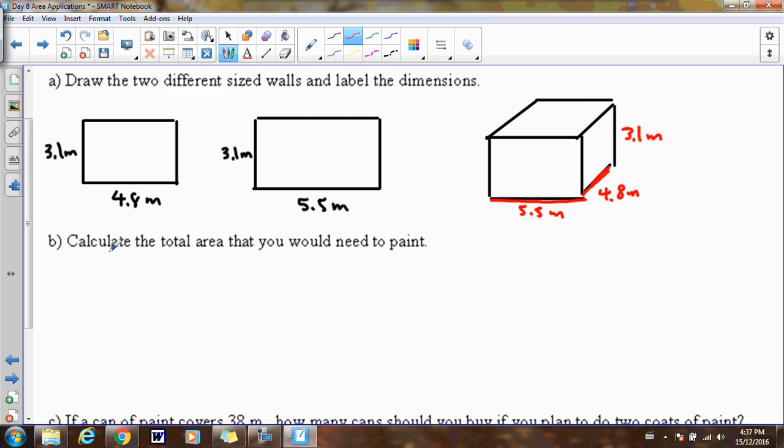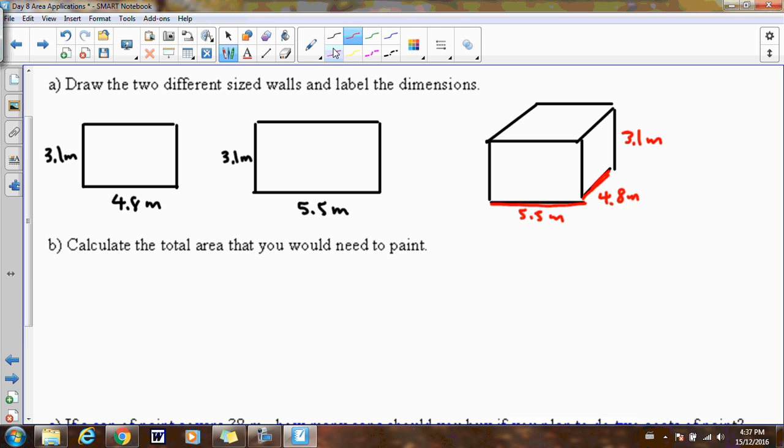Question B asks us to calculate the total area that you will need to paint. Now, obviously, when you paint, you're going to paint the walls. Well, how many walls do we have? We have this wall right here, right? That's one wall. I'm going to use a different color. We're also going to need to paint this wall here on the side. But notice that this wall here at the front is also at the back, because you need to paint the back wall as well. And this wall that's labeled red here is also on the other side. So basically, you have 2 blue ones and then 2 red ones.